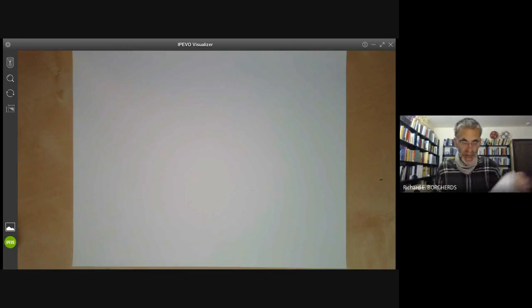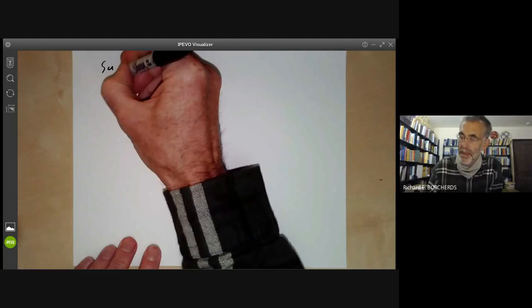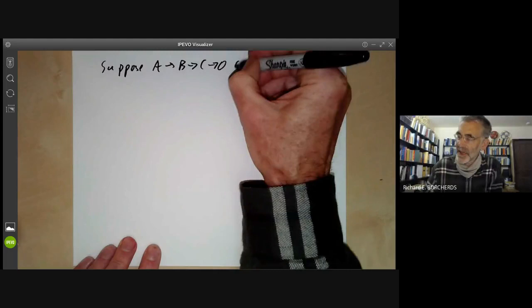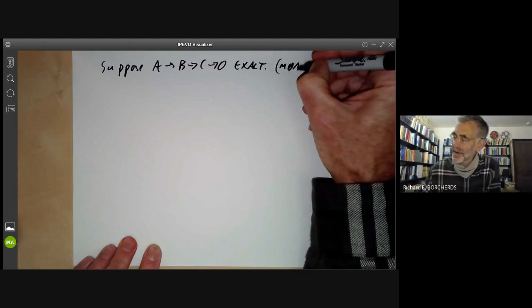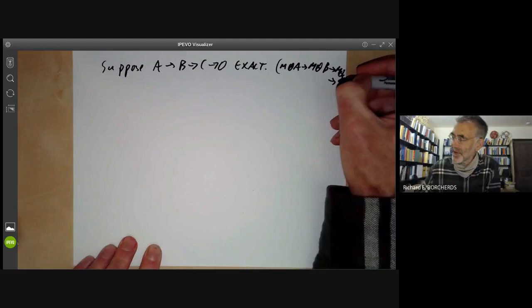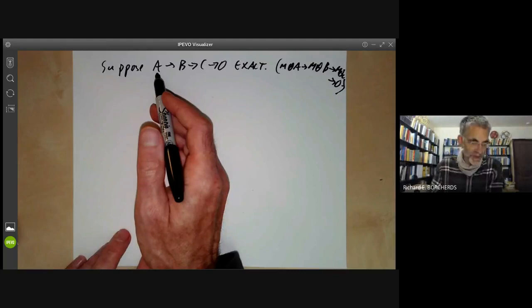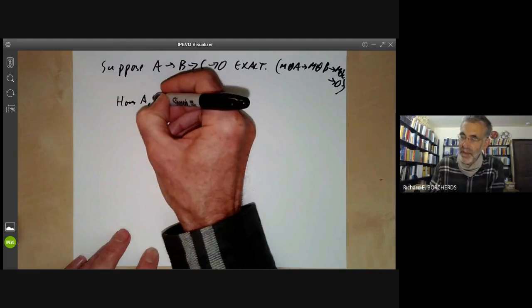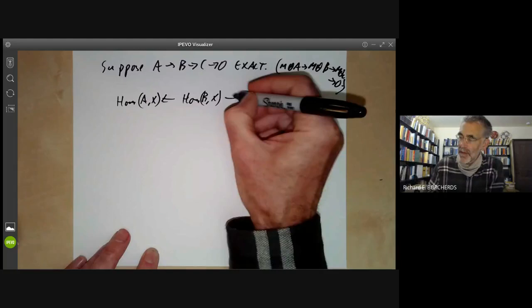So those were both completely routine. The proof of exactness for tensor products is a little bit trickier. So suppose that A goes to B, goes to C, goes to naught is exact. So we want to show that M tensor A goes to M tensor B, goes to M tensor C, goes to zero is exact. And what we're going to do is use the two previous results. So first, we pick any module X, and we notice that Hom(A, X), Hom(B, X), Hom(C, X), naught is exact.